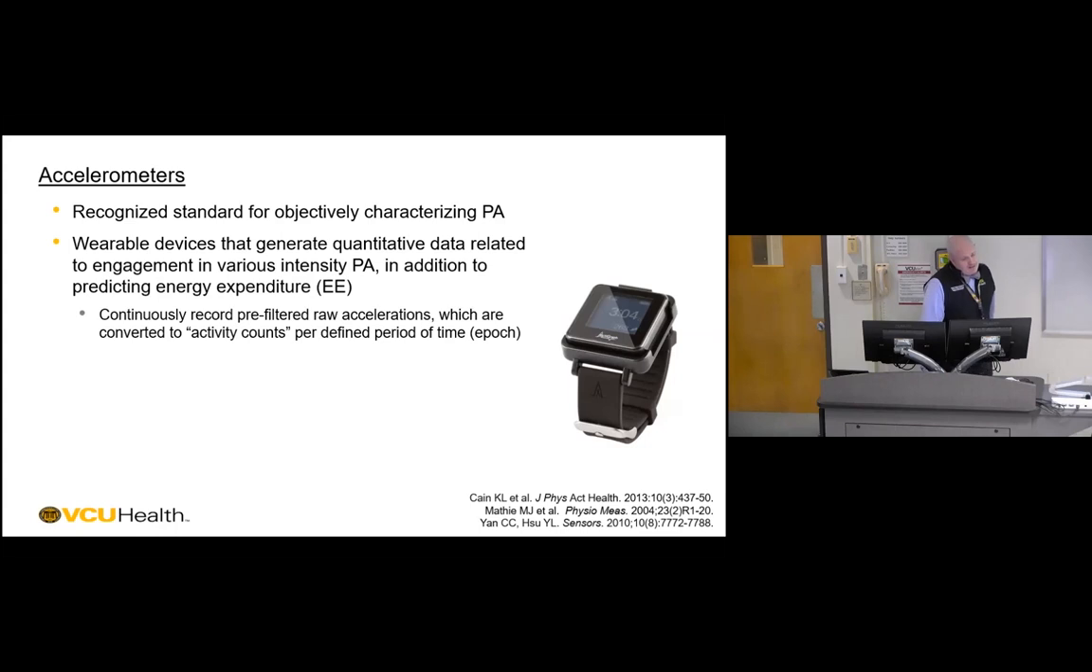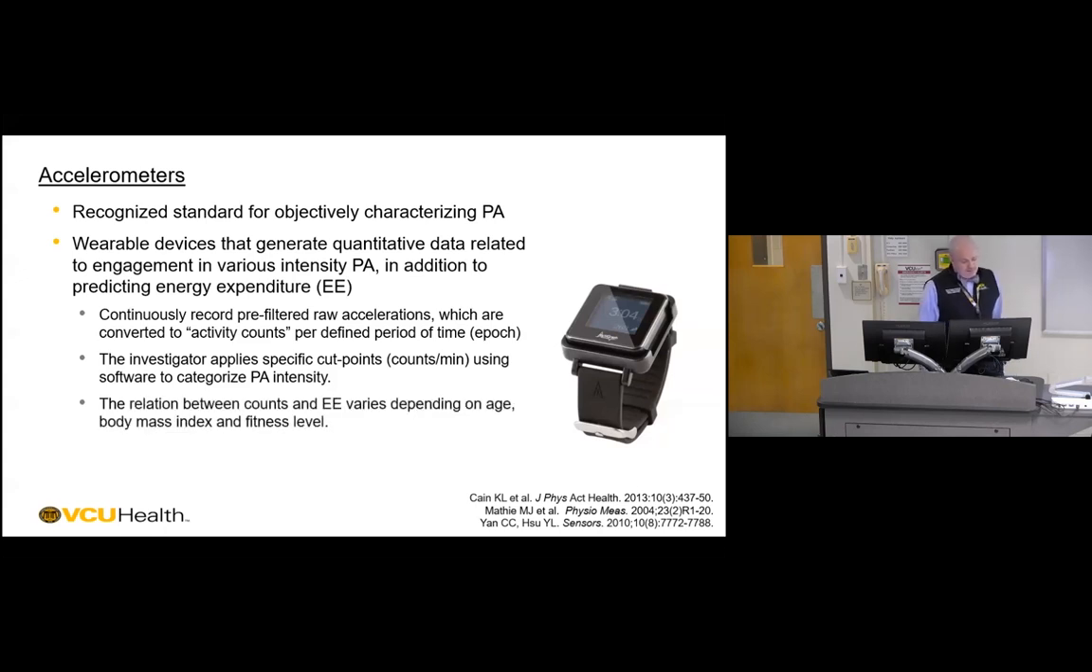Accelerometers specifically work by continuously recording pre-filtered raw accelerations, and these are then converted to activity counts per defined period of time, which we call an epoch. The investigator then applies specific cutoff points as counts per minute, and this is typically done by software associated with the specific accelerometers, and we'll use those cut points to characterize physical activity intensity. The relation between counts and energy expenditure varies depending on age, body mass index, and fitness level. Another important thing is it also varies depending on where the accelerometer is worn. These devices can be worn on the wrist, but also around the ankle, or even at the waist.